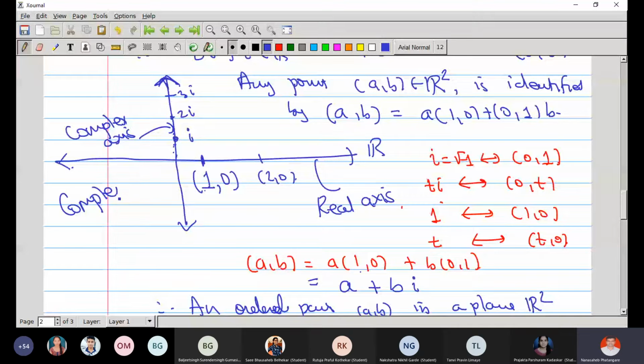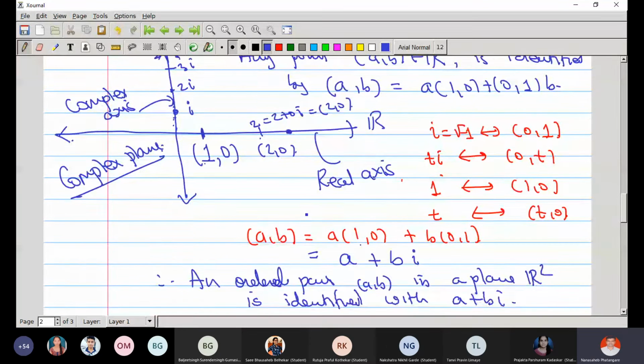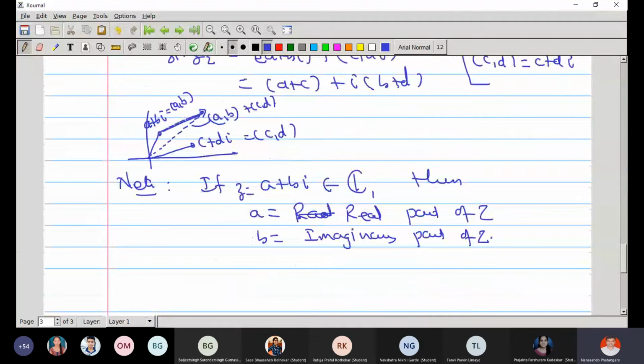Therefore every real number itself is a complex number, because if you look at 2, 2 itself is 2 plus 0i. 2 plus 0i means it corresponds to 2 comma 0. So the imaginary part is 0, right? So real part of z, imaginary part of z.